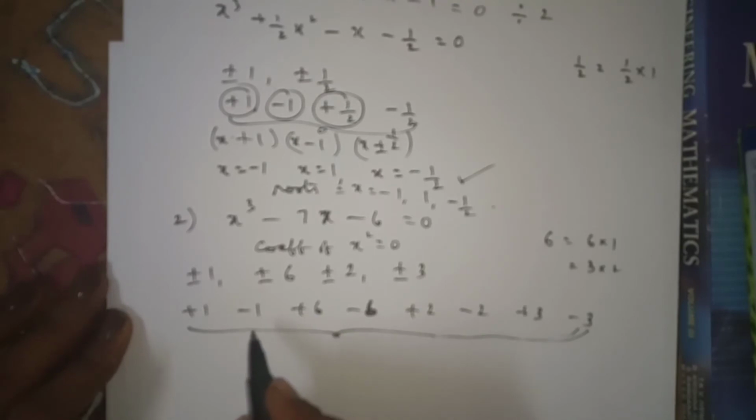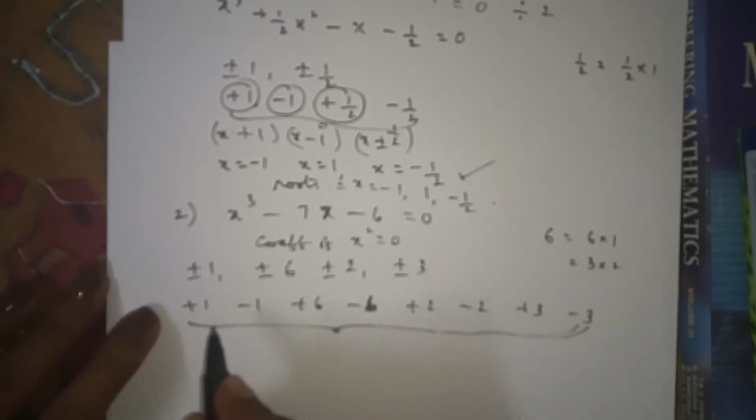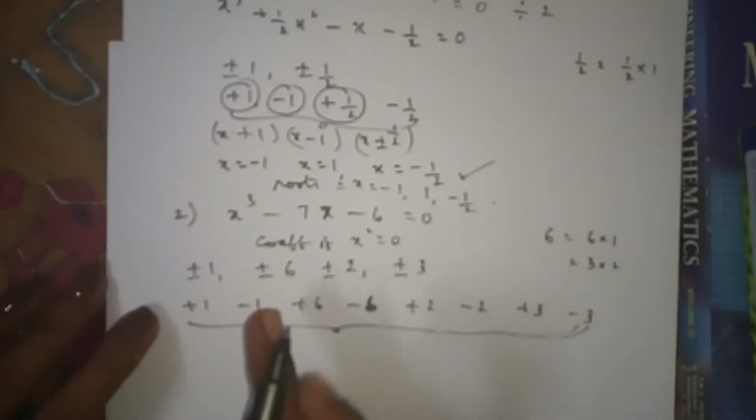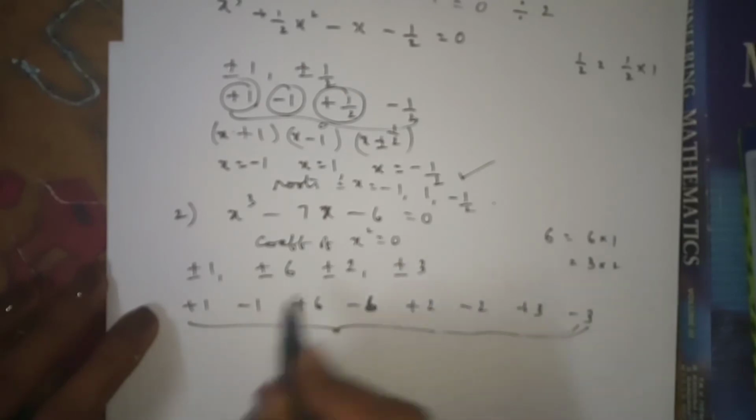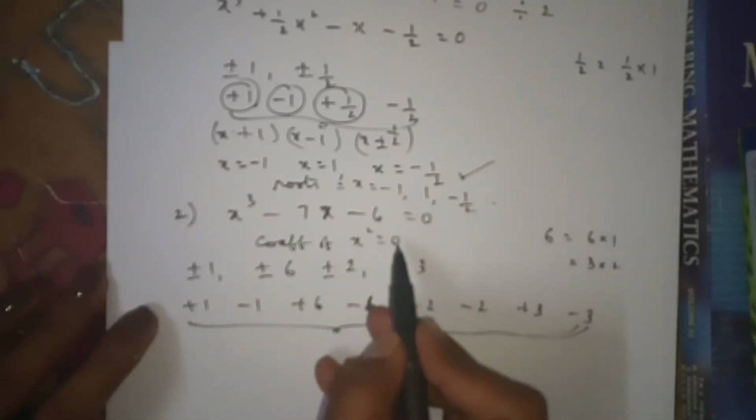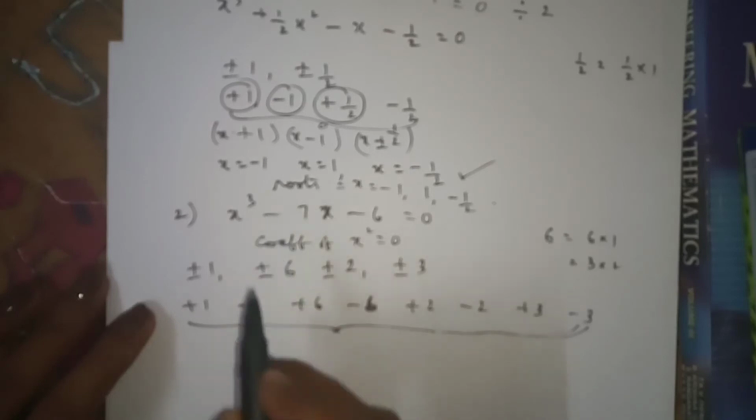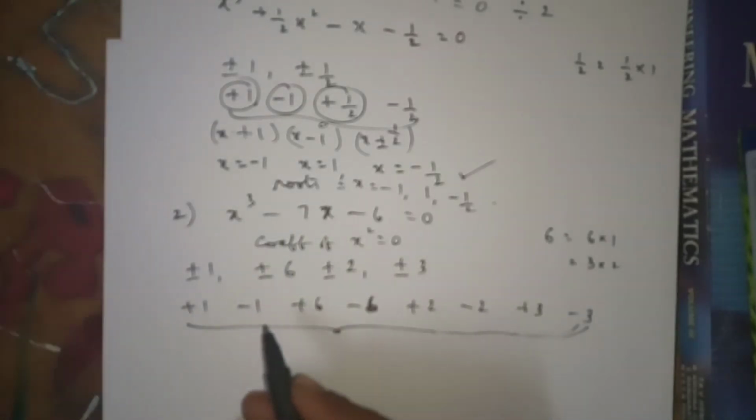Now, how can we choose? You just think a little bit. The sum of any 3 numbers is equal to 0, and the product of any 3 numbers is equal to minus 6. Why 0? Because the coefficient of x square is 0. We are choosing that way.